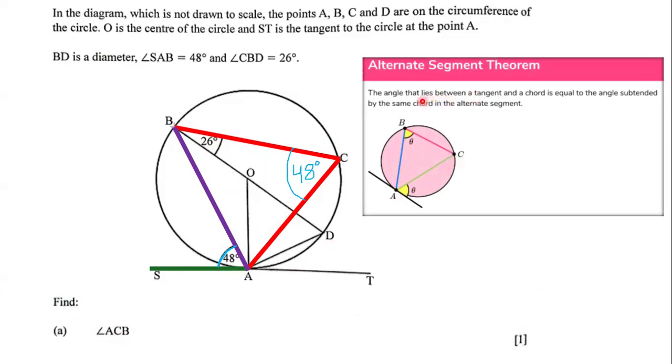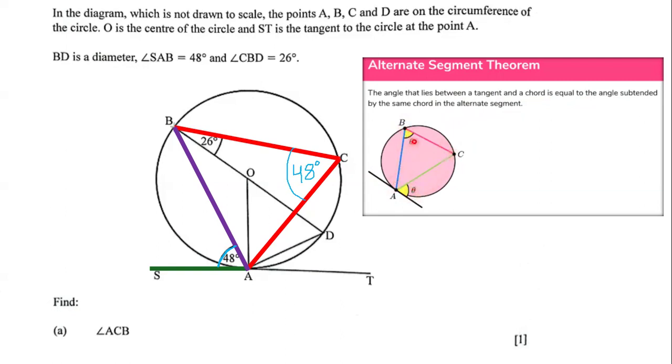And the alternate segment theorem says that the angle that lies between a tangent and a chord is equal to the angle subtended by the same chord in the alternate segment. Notice that we have this angle right here, which is called theta, and this angle theta is equal to this angle. The reason they are equal is because this is the chord and this is the tangent. This is the angle formed between the tangent and the chord, and it says that it is equal to the angle that is subtended by the same chord in the alternate segment.